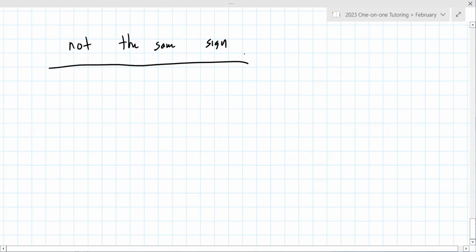Now, when they're not the same sign, here's an example. 5 minus 3. Are these the same sign? No, one's positive, one's negative. So the one that is further from 0, which happens to be the 5, tells you the sign. Now you already know this is 2, but the reason it's positive is because 5 is further from 0. You take the larger and then subtract the smaller.